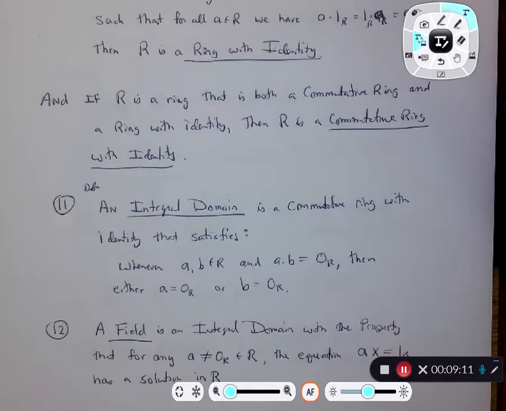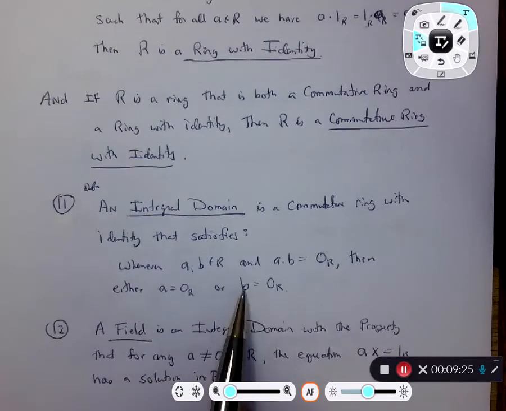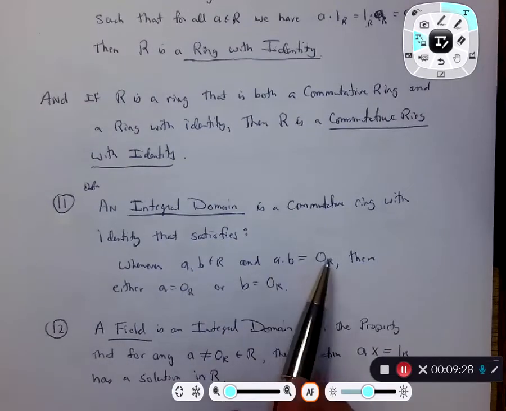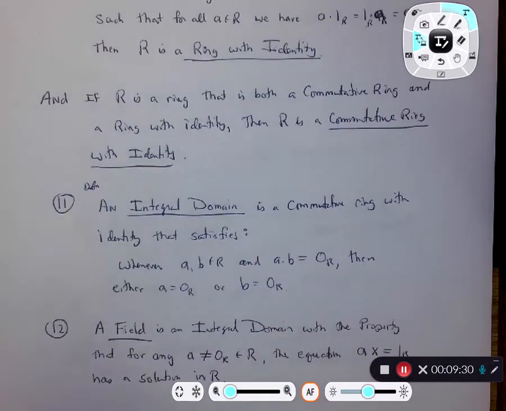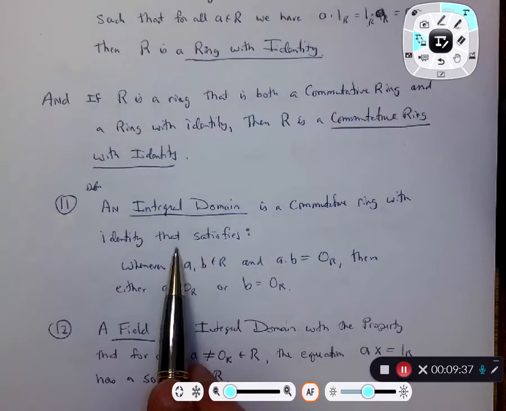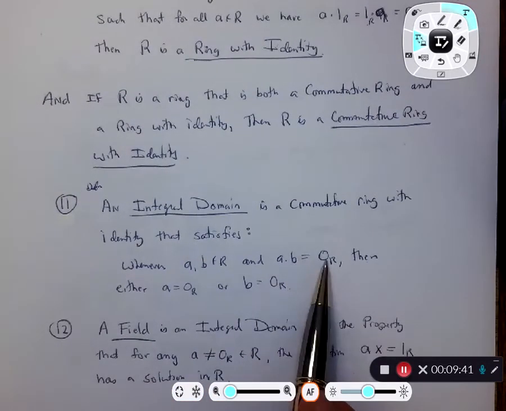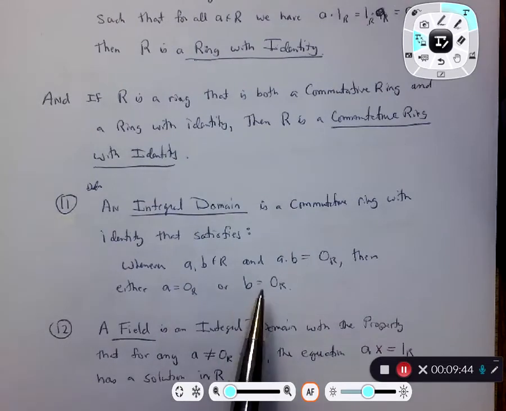Remember, way back when, this is modern abstract algebra, we got lots of definitions. We had a definition called a zero divisor. A zero divisor is a non-zero element a that, when you multiply it by another non-zero element b, the product is 0. That's when you have zero divisors. So in English, an integral domain is a commutative ring with identity, so it satisfies both properties 9 and 10, and it doesn't have zero divisors. So if I ever have a product equal to 0, either the first element was 0 or the second element was 0.